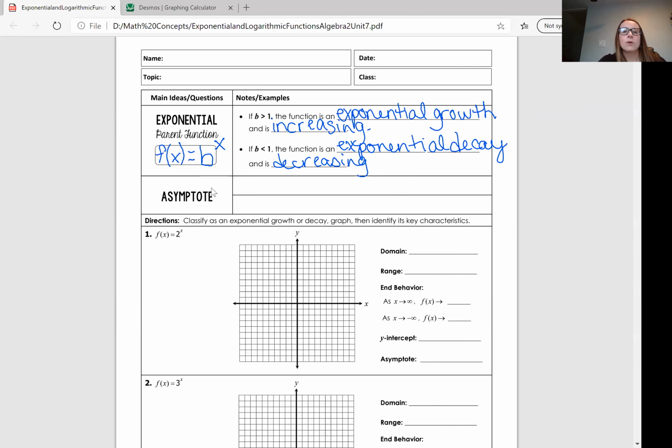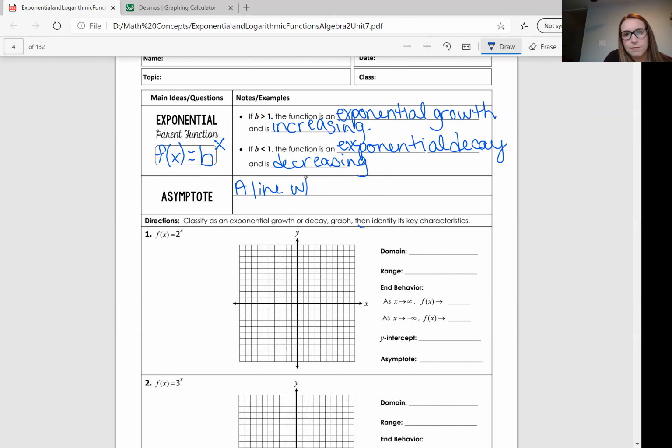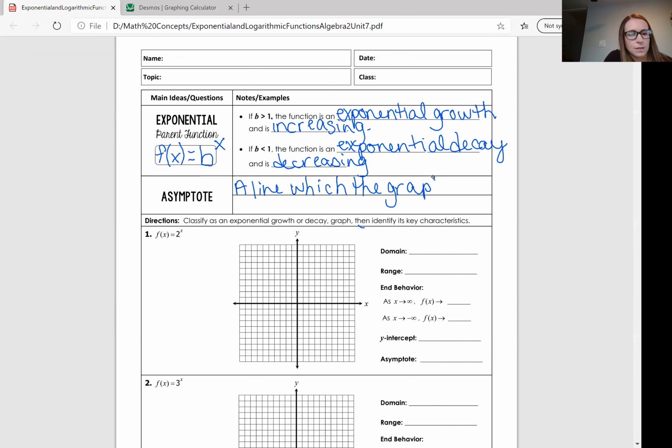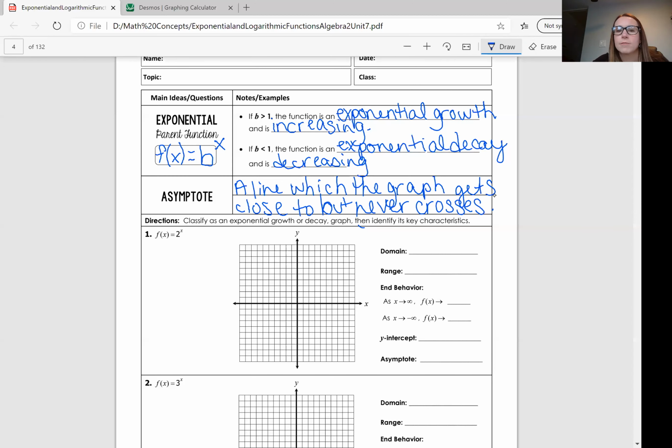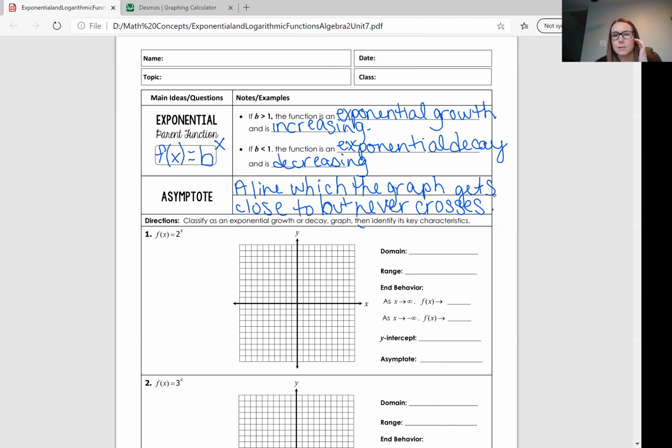All right, so an asymptote. A lot of people have trouble with asymptotes, but hopefully I'll be able to clear it up with you. All right, so it's a line which the graph gets close to but never crosses. So again, if you can't read my handwriting, a line which the graph gets close to but never crosses. Okay, so that's an asymptote.